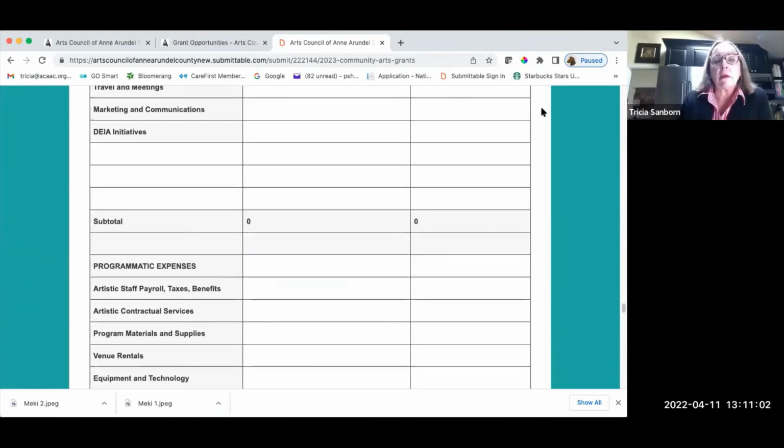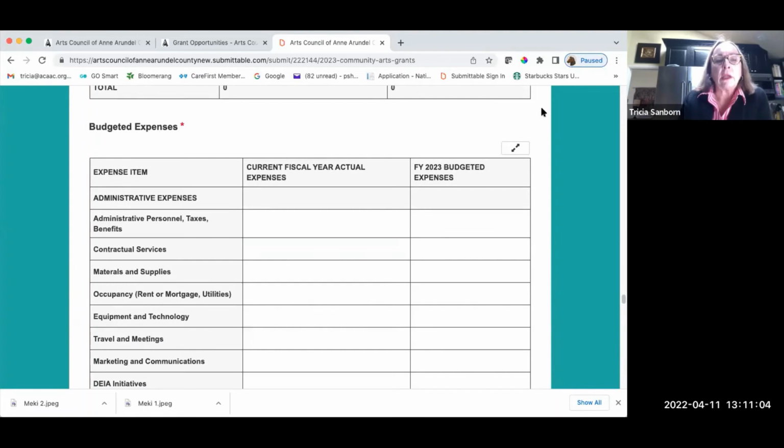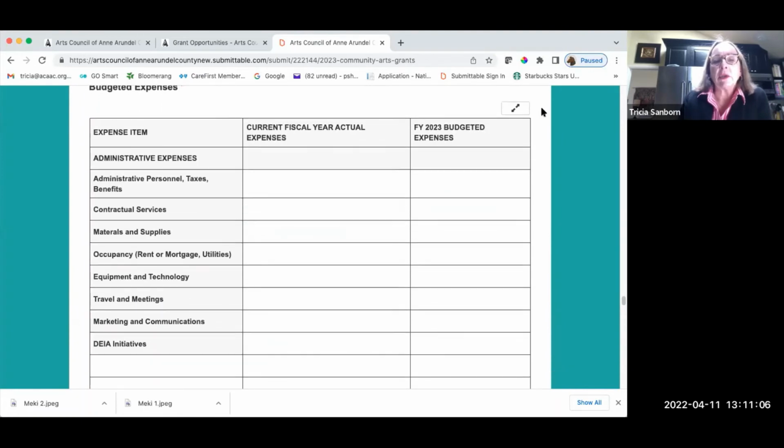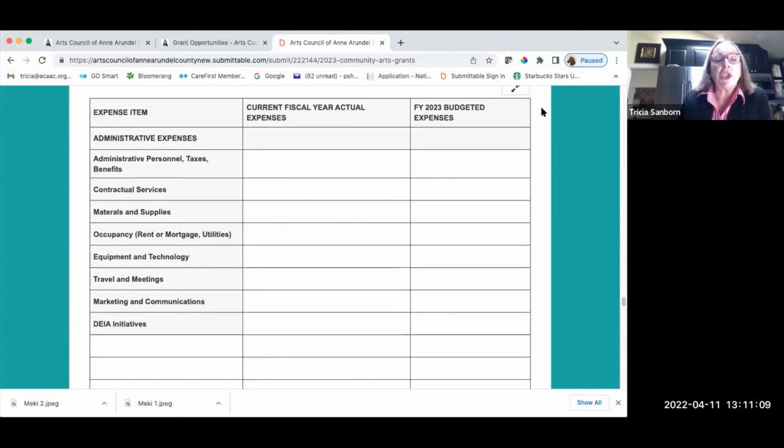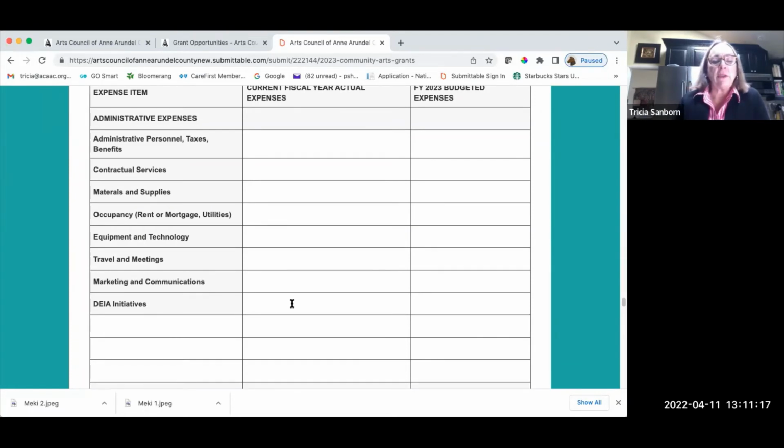I'm just going to go back up here. Okay, so we just did income. Now we're looking at expenses. We do divide expenses into two big buckets, administrative and programmatic. And within the administrative, you'll also see we have DEI initiatives. That should match up with the DEI initiatives that you had earlier in your application.